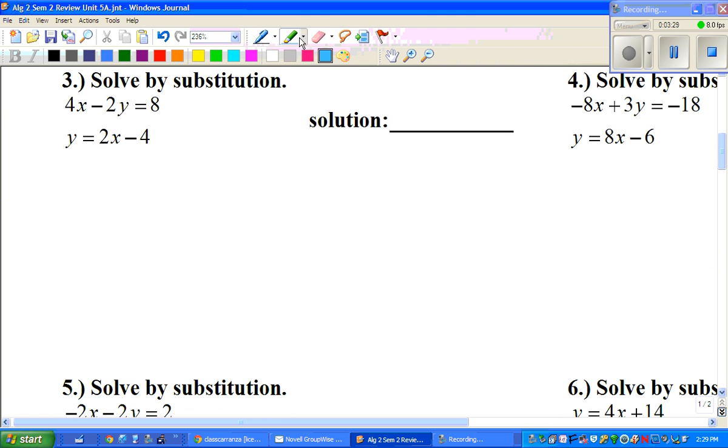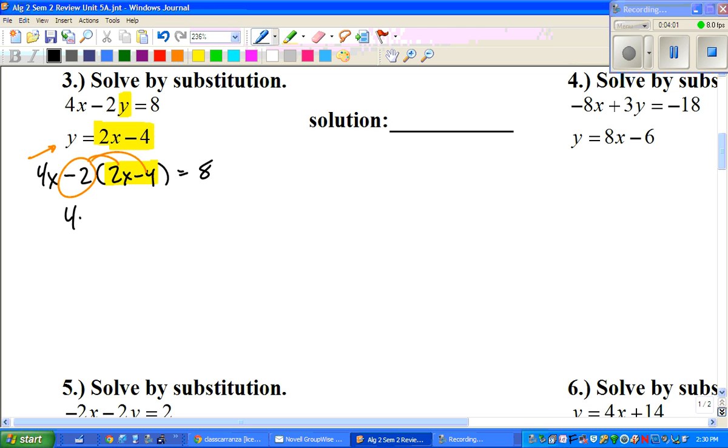Solve by substitution. What we're doing is we're looking to see a variable that's by itself, and then that's where we're going to plug it in. Okay? So we have 4x minus 2 equals 8. And everything that was in the yellow, that's what we're plugging in. Okay? Now this is our check because we should only have x's here. Okay? And now we solve.